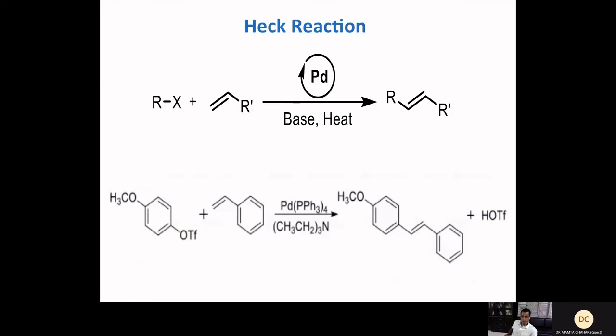So let me quickly summarize what we have discussed in the Heck reaction. The Heck reaction gives an opportunity to go from a less substituted olefin to a more substituted olefin. It was a mono-substituted olefin you started with, and in the end you get a di-substituted olefin.